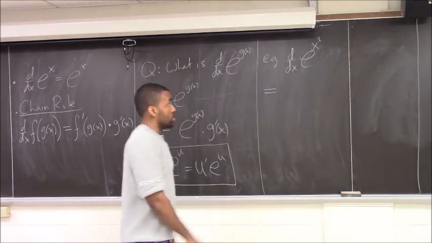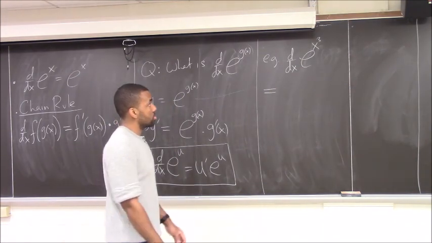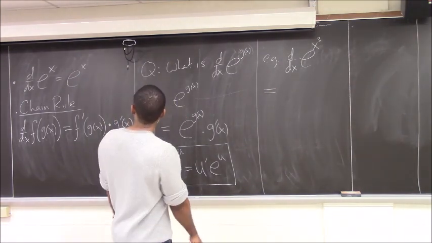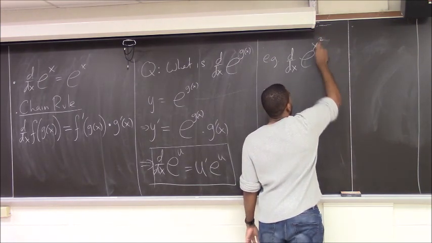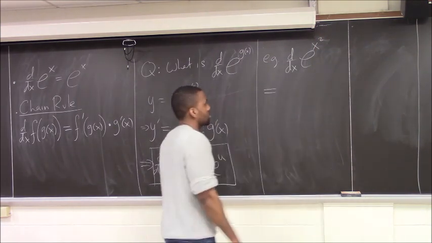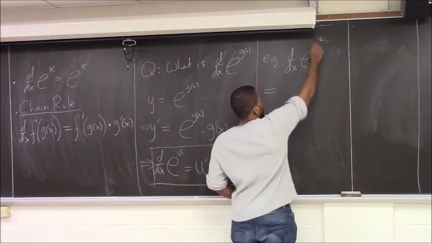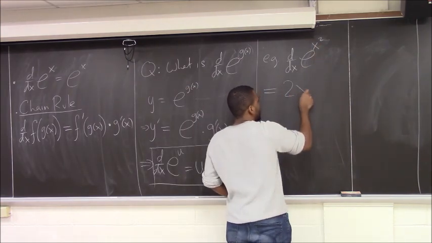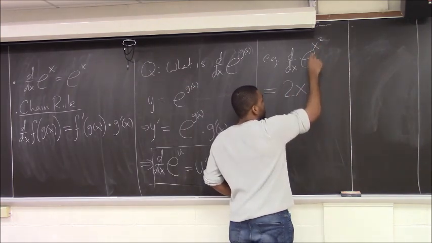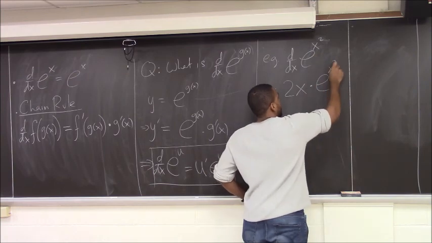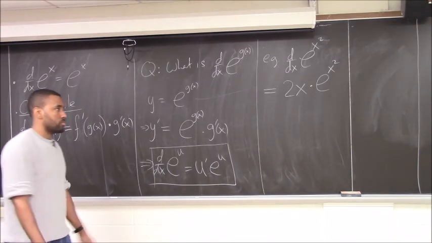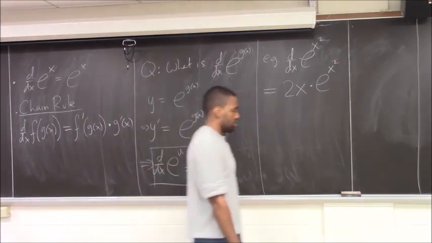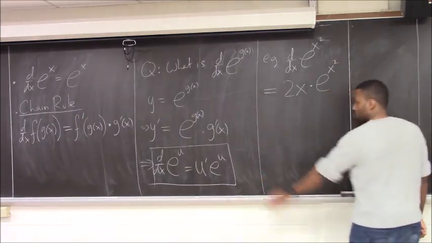what would that be equal to? 3x squared times... Well, I don't think we did x cubed. We did x squared. So 2x times e to the x squared. Take the derivative of the power, which is 2x, times the original function. So the derivative of e to the x squared is 2x e to the x squared. And that's for the exponential.